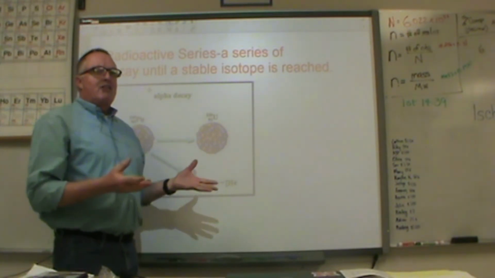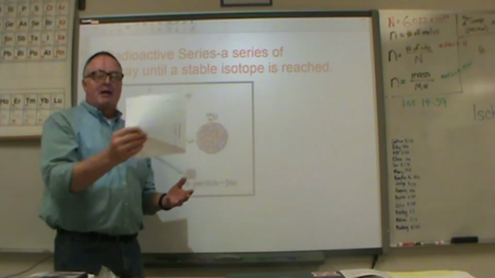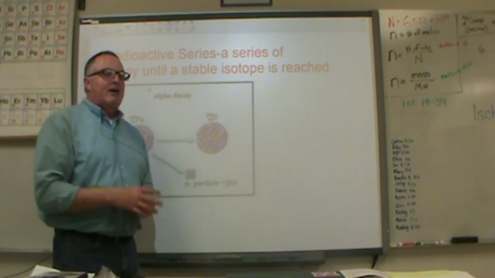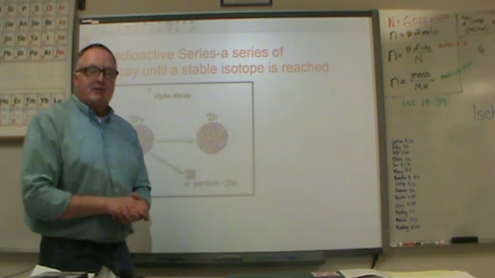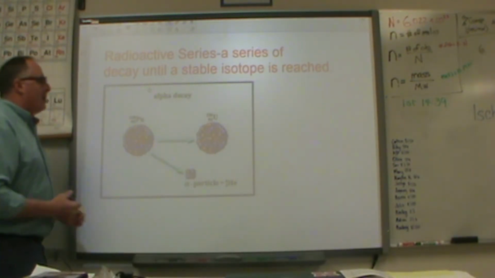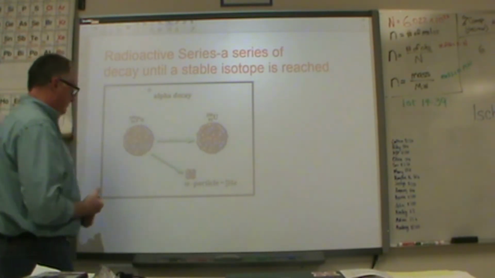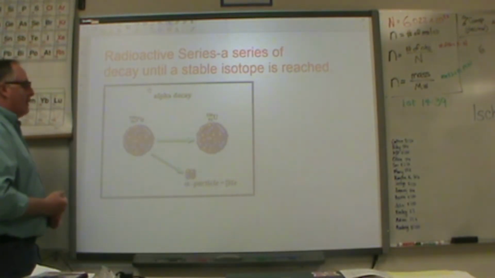The alpha and the beta, they aren't good for you, but the alpha you can stop with a piece of paper, and if you're inside your house or your car, you're protected from beta. But both of them also give off the gamma rays, which are the dangerous part. And here's an example of decay.